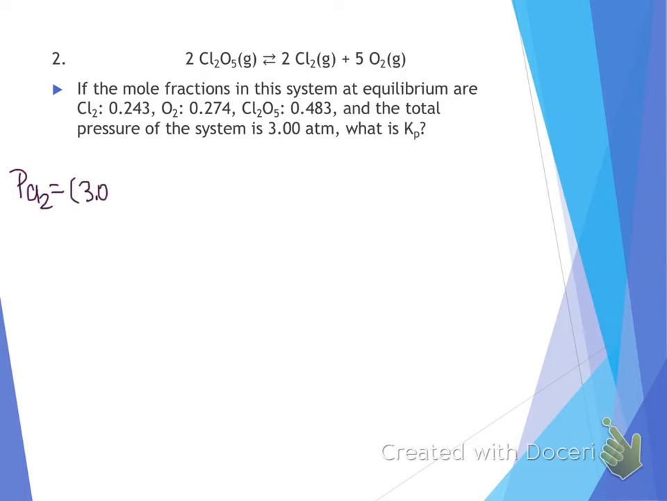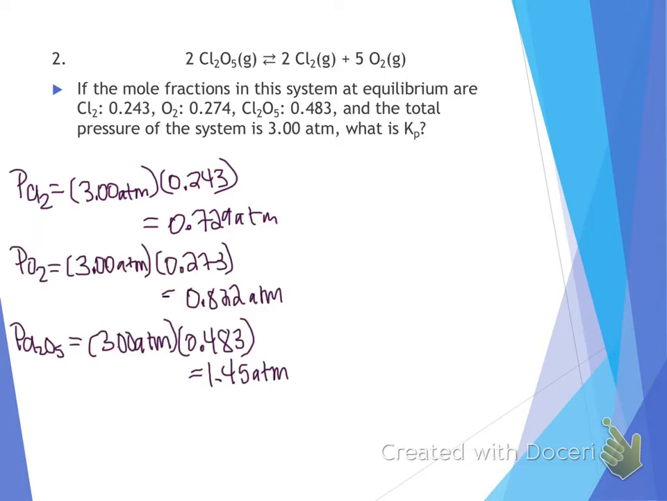We need to take that total pressure of 3 atmospheres, and I know that 24.3%, or multiplied by that ratio form, 0.243, is going to tell us what our partial pressure of the chlorine is, and that gives us 0.729 atmospheres. We can go and follow that same procedure for our other 2 gases. So we took that mole fraction times our total to find all of our partial pressures there. Now we can go and plug those into our Kp expression.